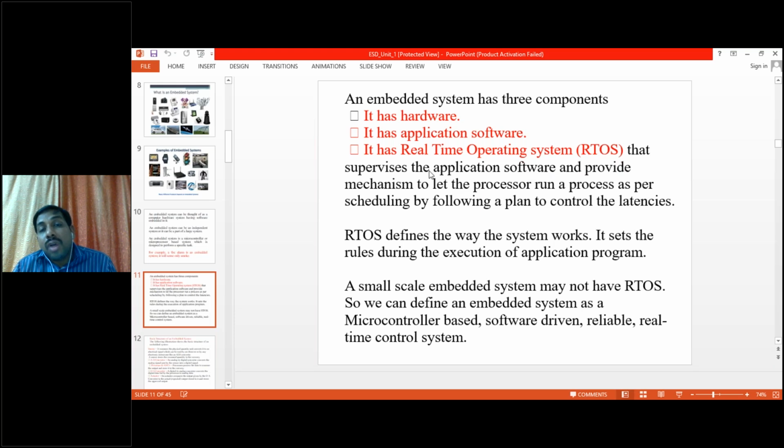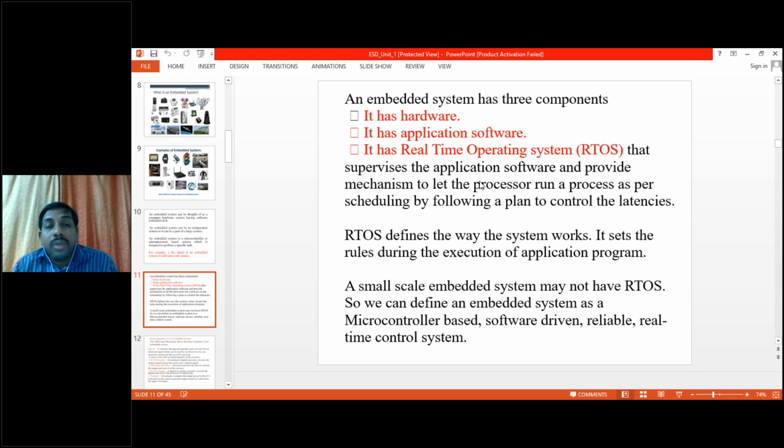But this software is supervised by a real-time OS, which provides a mechanism to let the processor run the processes as per the scheduling, following a plan to control the logic, to control the latencies. So what is this RTOS? Real-time OS defines the way the system is going to work. The purpose of an operating system is that it tells how the system must operate by following the rules during the execution of application software.